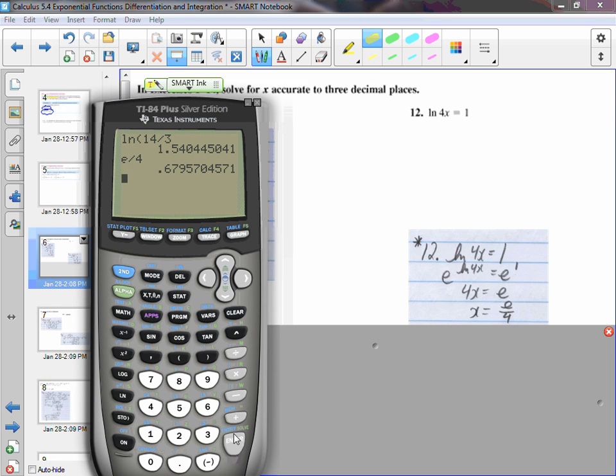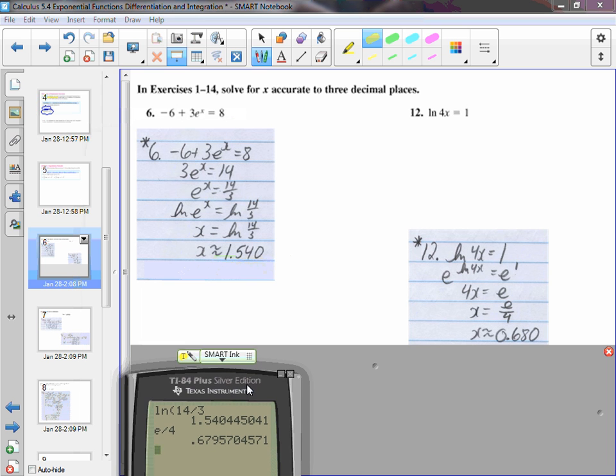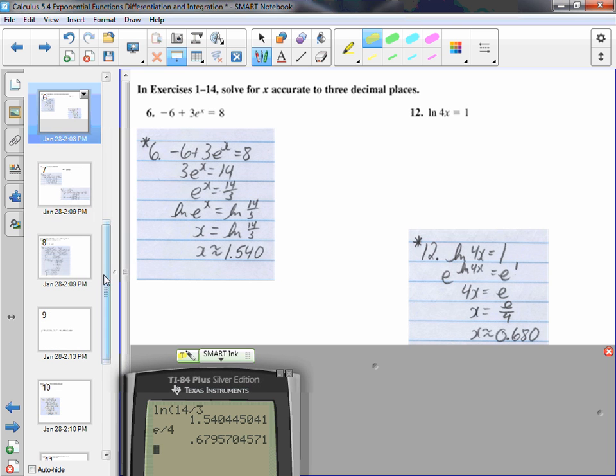0.679, the AP accepts that, even though it's not rounded properly. And if you do round properly, it's 0.680. I prefer 0.680. I think it's kind of nuts to say you can just ignore everything that comes after a certain digit. But I think they just look at the first 3. I think. As the test gets closer, I'll look that up.